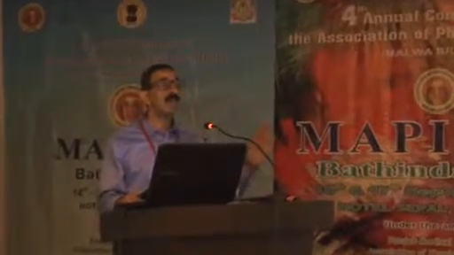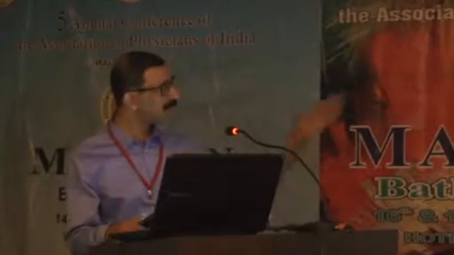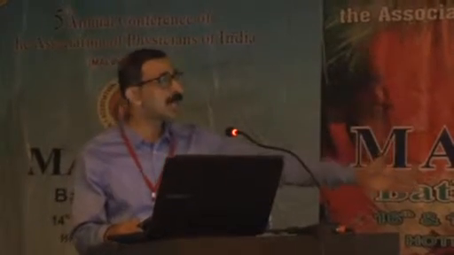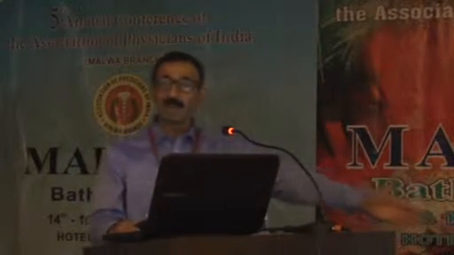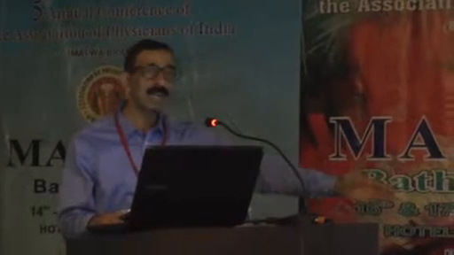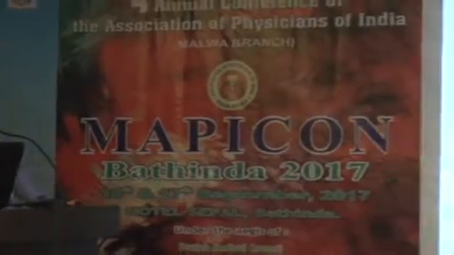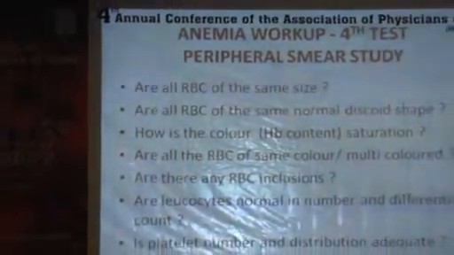This is the third important test, peripheral blood film. And see, all these questions are answered by a simple peripheral blood film. What is the size of the RBCs? Is it normal? Are they of same size? Are the cells of the same shape? Is the color of the cells normal? Are they of same color? Are there any certain special inclusion bodies in the cells?